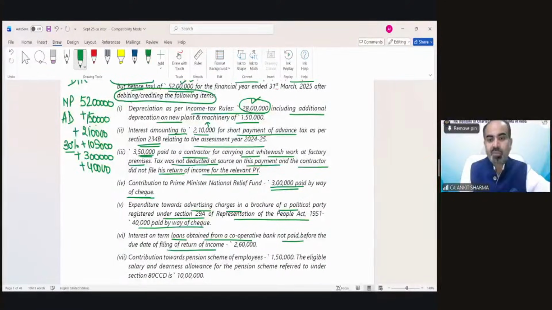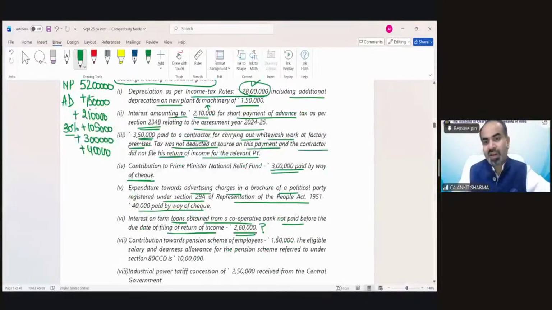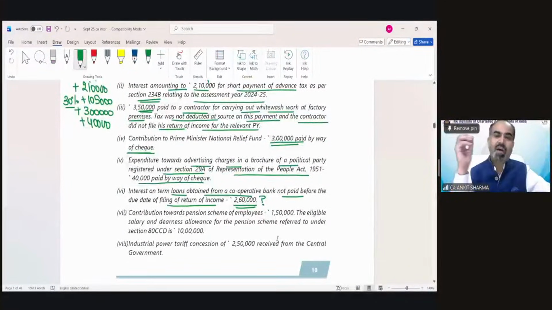Now, interest on term loans obtained from a cooperative bank not paid before the due date of filing of return of income, 2,60,000. What do we need to do and why? Either write down the section, or tell me in short why we need to add it back. Almas is saying add, and she has written down section 43B. Well done, Almas.